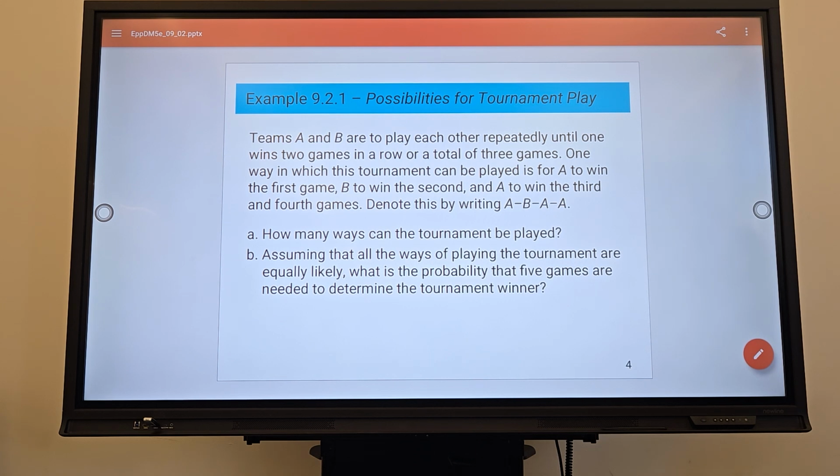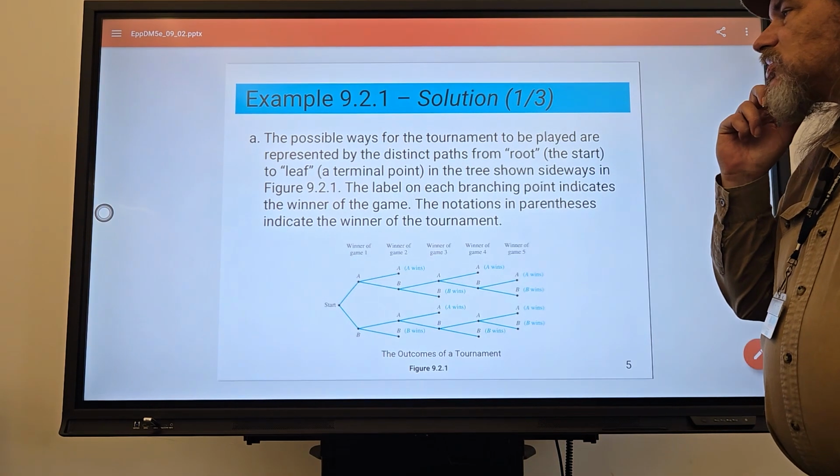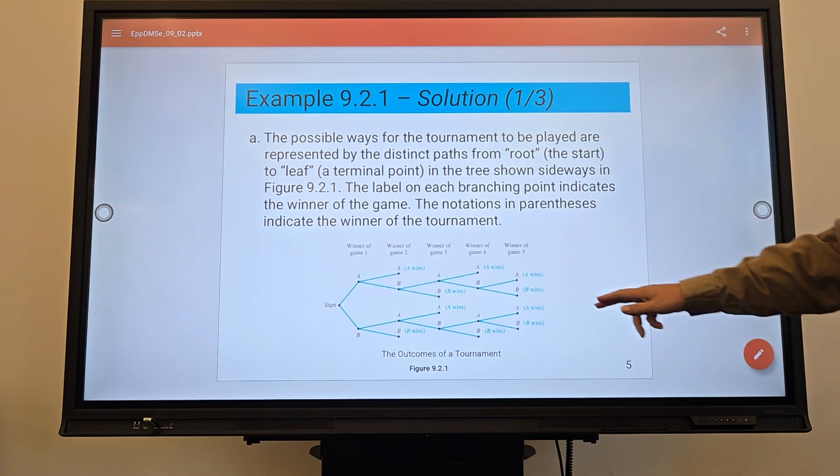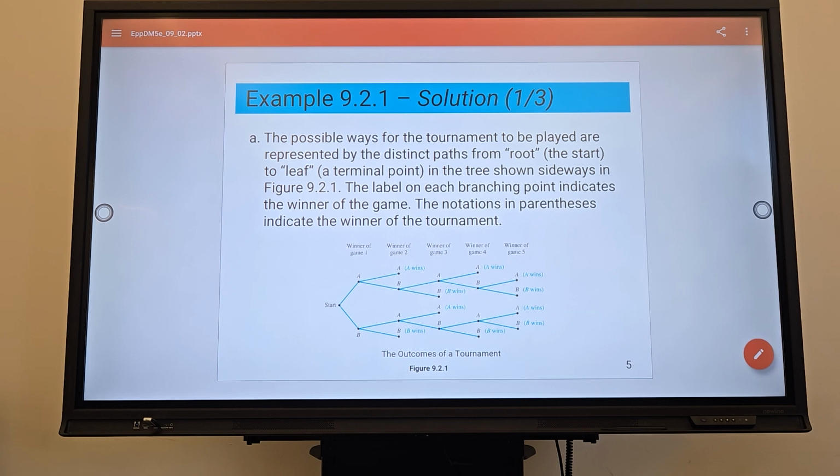And assuming that all the ways of playing the tournament are equally likely, what is the probability that 5 games are needed to determine the winner? The possible ways for a tournament to be played are represented by the distinct paths from a root, the start, to a leaf, a terminal point in a tree. Shown sideways this way, down here. The label on each branching indicates the winner of the game. The notation in parentheses indicates the winner of the tournament.